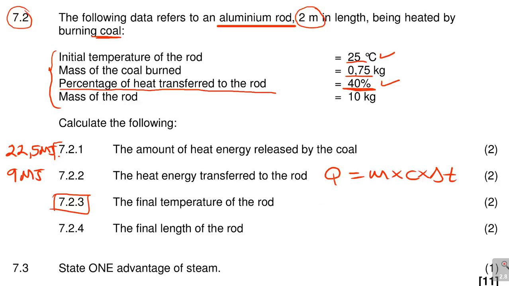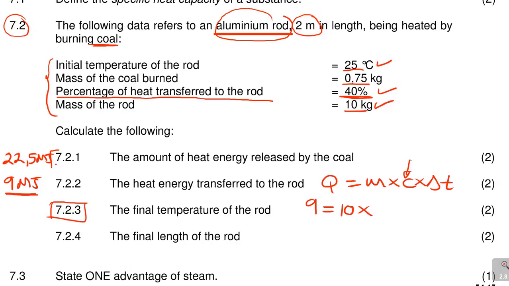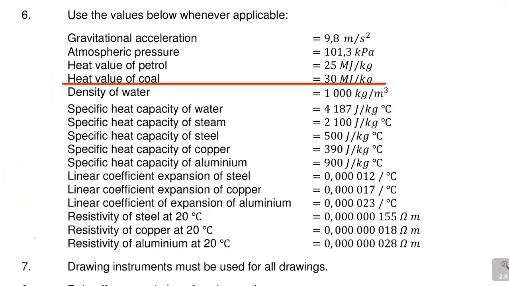So my Q here, remember, is the one that I got in the previous answer. It is the amount of heat that was transferred into the rod. So 9 in this case is equal to M. Did they give us the mass of the rod? Yes, they told us the mass of the rod is 10 kilograms. So it's 10 times the specific heat capacity of the rod. And in this case, we're dealing with aluminium. As you can see, it's very important to know what you're dealing with. This is an aluminium rod. If you look at your data, you will see that there is information given on the specific heat capacity of aluminium, which is 900 joules per kilogram degrees Celsius.